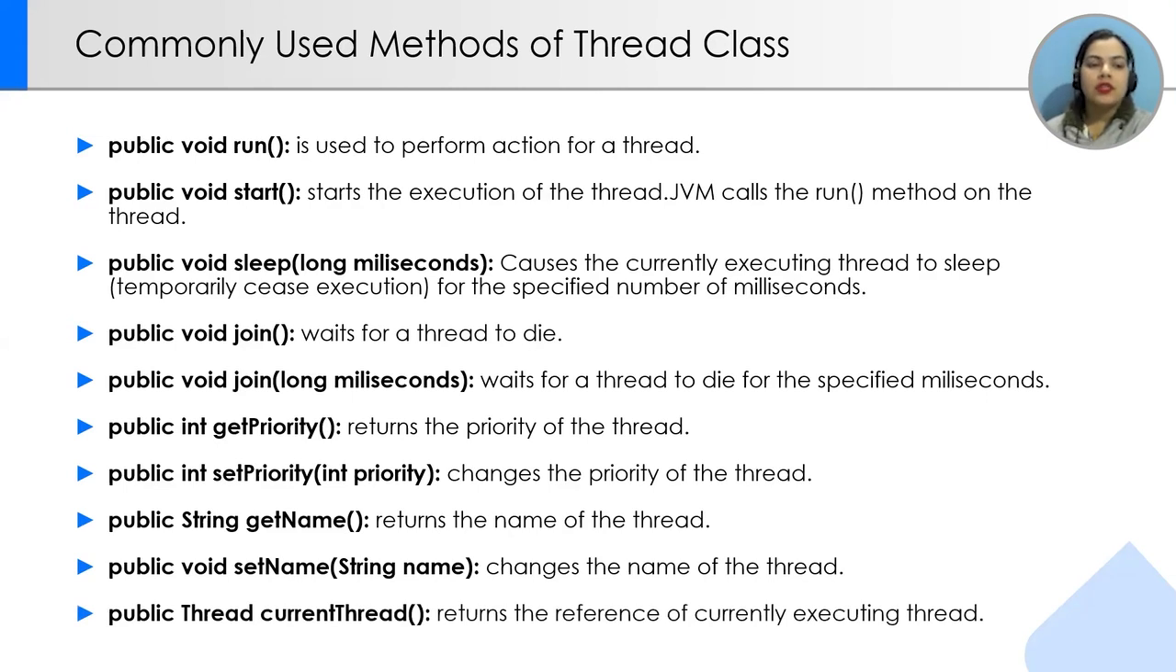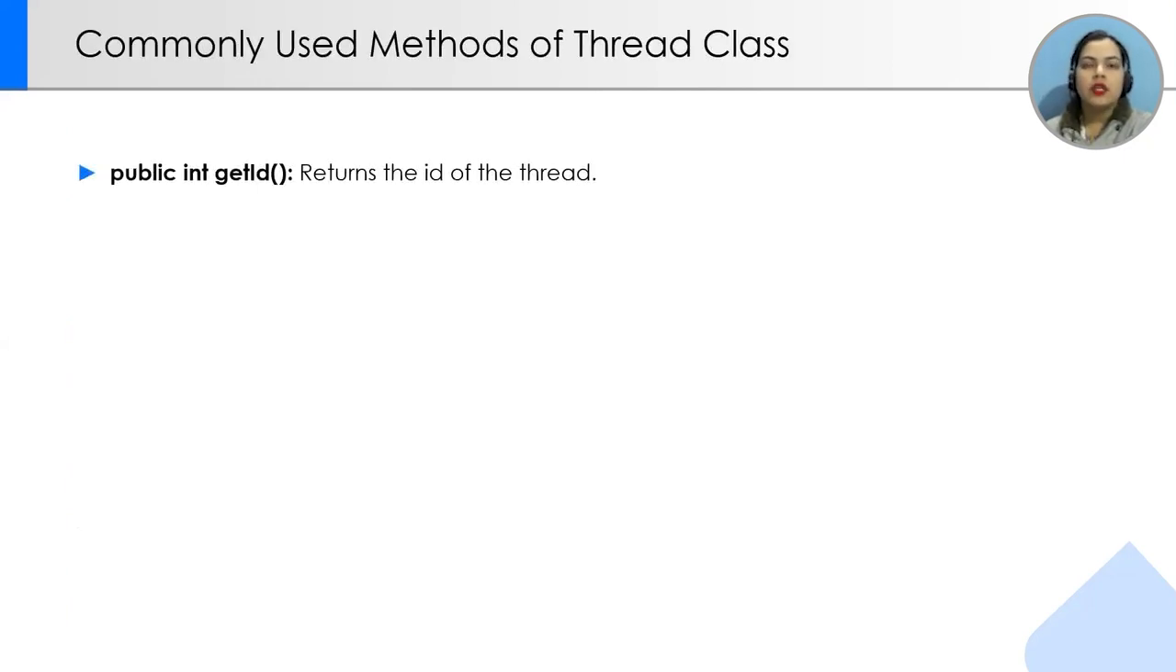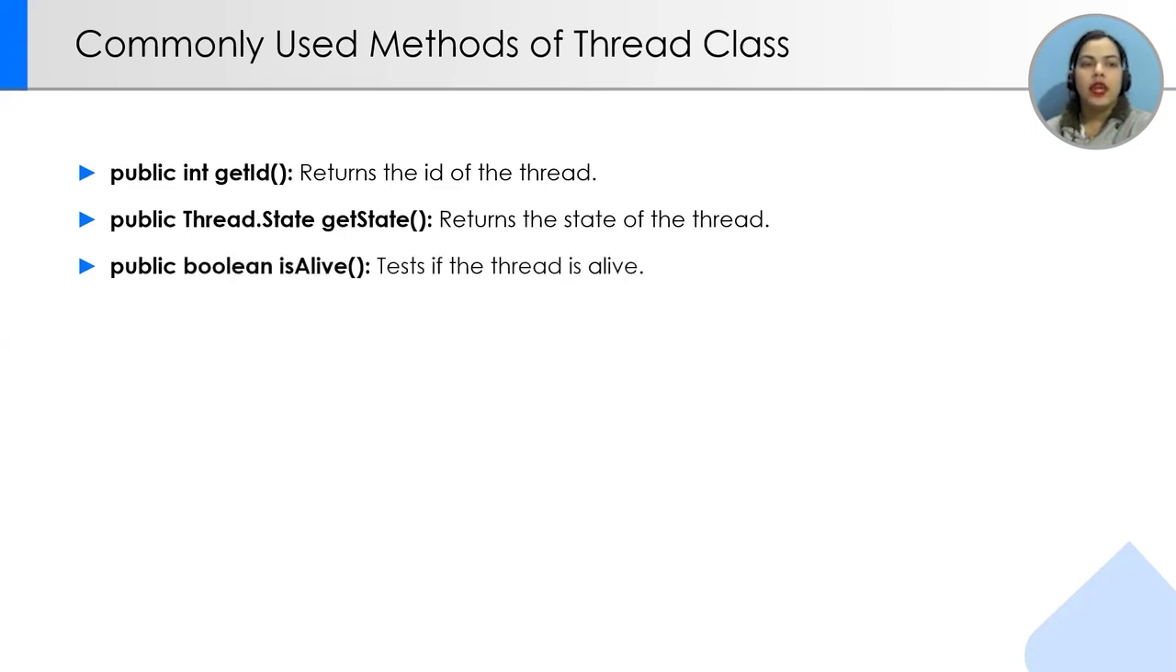Then next is public Thread currentThread. It will return the reference of the currently executing thread. Now, next is public int getId. It will return the ID of the thread. Next is public Thread.State getState. It will return the state of the thread. Then public boolean isAlive. It tests if the thread is alive.